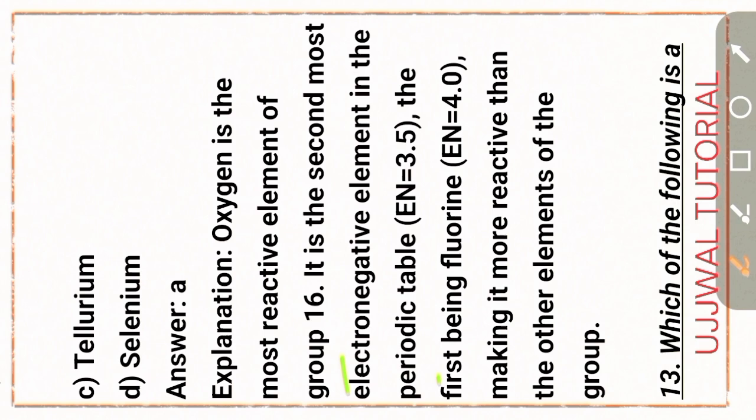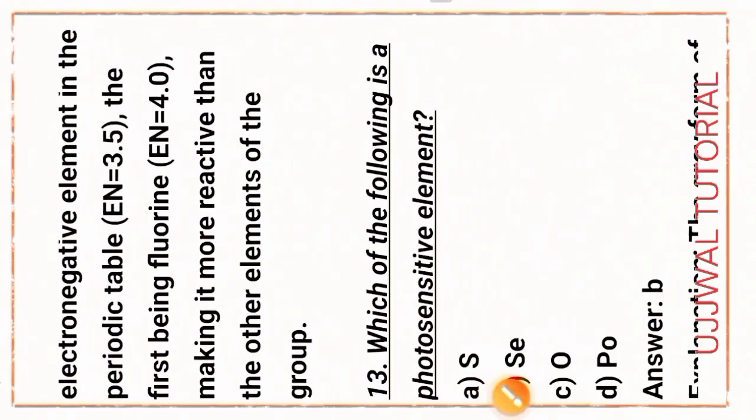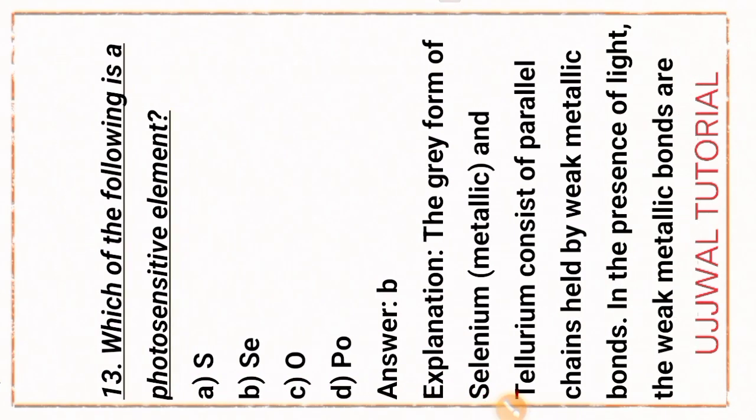It is the second most electronegative element in the periodic table. The electronegativity value of oxygen is 3.5, and first comes fluorine with an electronegativity value of 4, making oxygen more reactive than the other elements of the group. Okay, next question, question number 13.